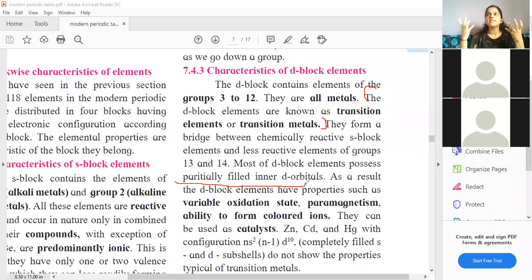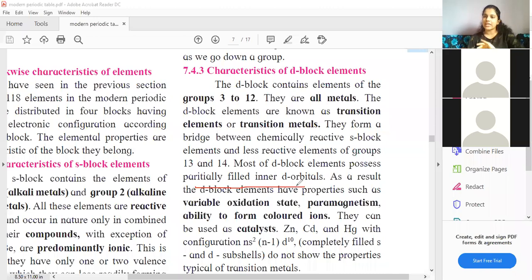Students, why are the elements in D block? Because their valence electrons are entering D orbitals, right? Partially filled D orbitals means it starts from 3D1. For example, in the fourth period, 3D starts filling up, so it goes from 3D1 till 3D10. In between there are a lot of elements which have half filled D orbitals, or maybe three quarters filled, or a quarter filled. As a result, the D block elements have their properties because of these partially filled inner D orbitals.